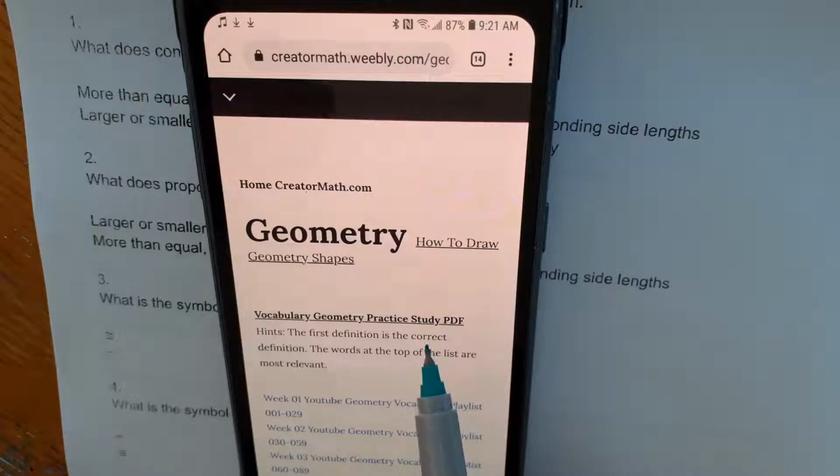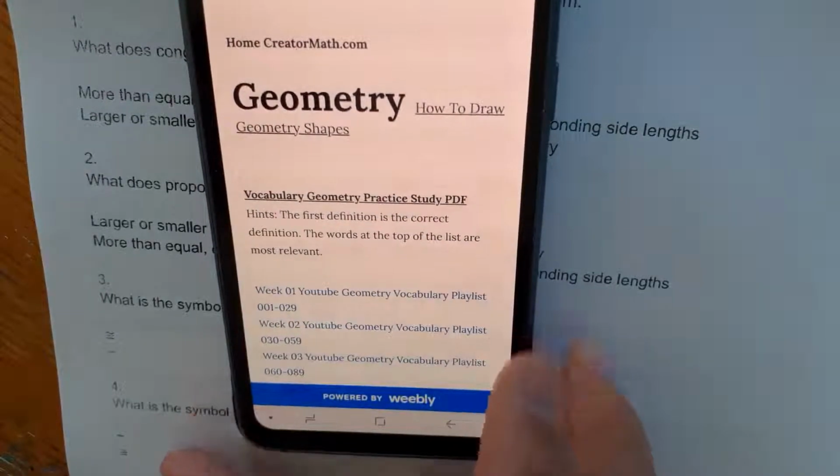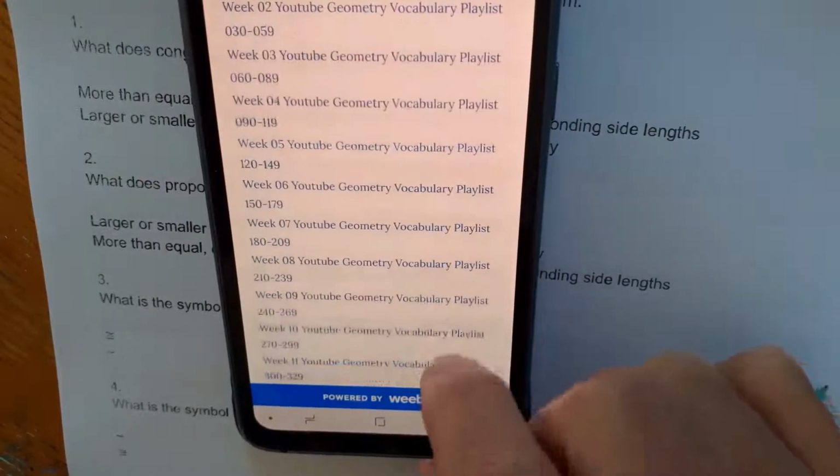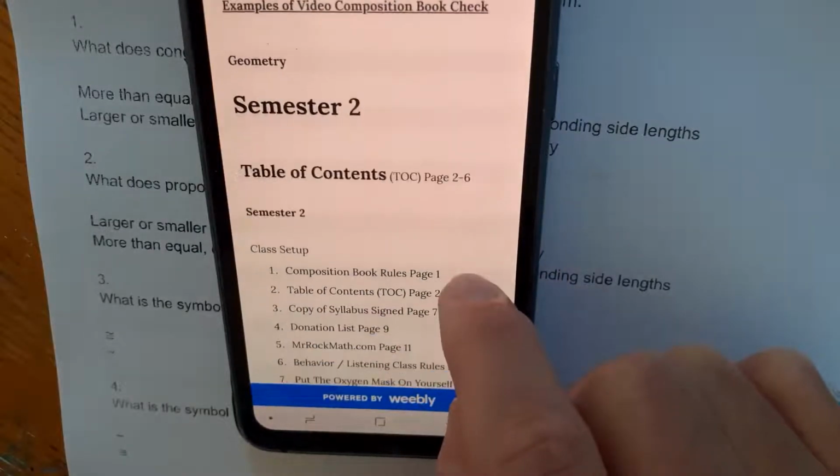Download it to your device. Google, how do I search a PDF on whatever device you're on? It's different for each device, so just look up yours. And you're going to be able to get 100% or very close to it on all of your vocabulary practices. And that's going to help you understand some of the background.